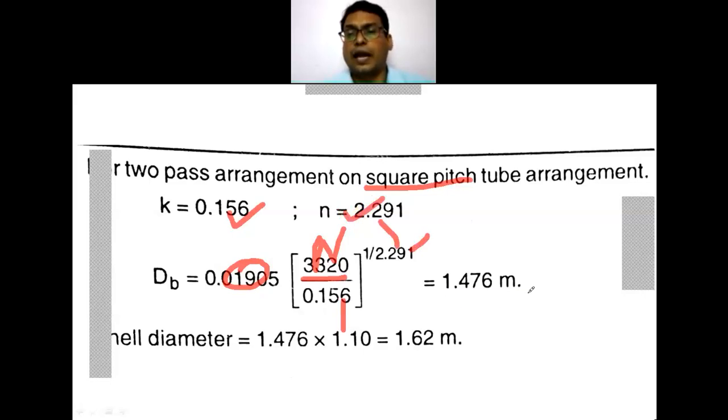So the diameter comes as 1.476 meters, and an excess of 10% is to be taken into account. So it is 1.62 meter diameter. You can now imagine this 1.62 meter diameter, which is more than 1 meter. So I can have the total area that will be there.